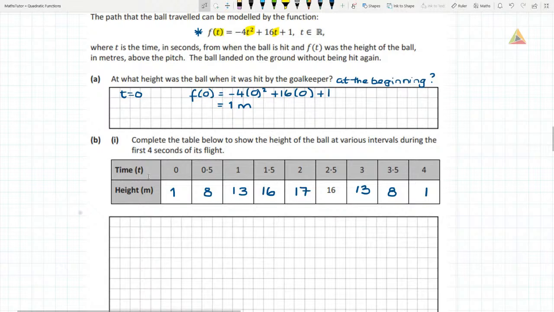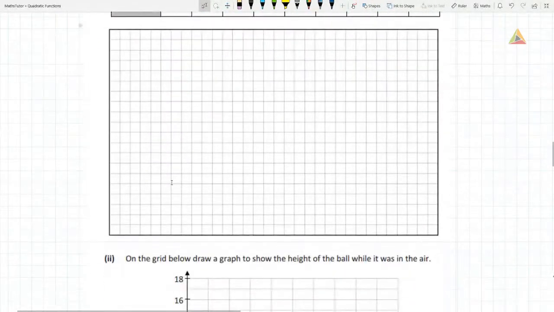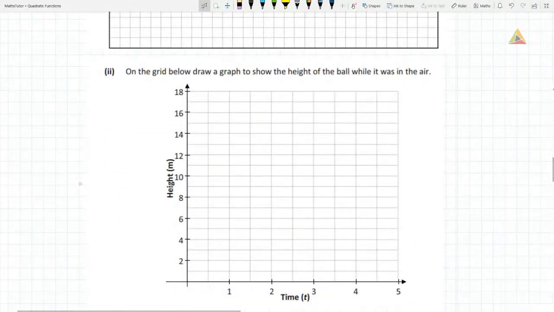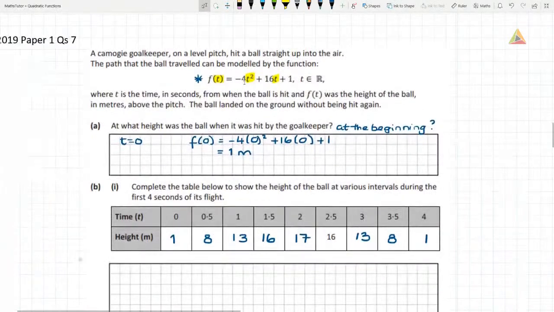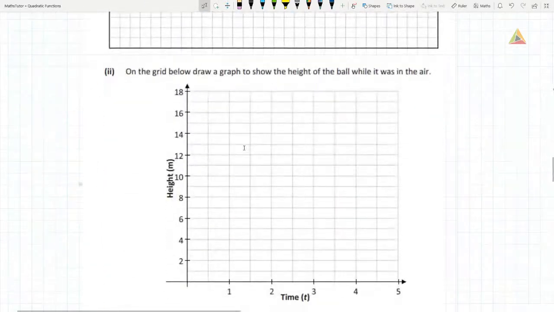So they're my points that we're going to have to get, the height of the ball at these different intervals during the first 4 seconds of its flight. And then it's going to ask me to draw the graph to show the height of the ball when it was in the air. So one thing we didn't point out was we had a -4t squared. So again, we're having this negative coefficient in front of our squared part. So that means I'm expecting an n-shaped graph for this quadratic as well.